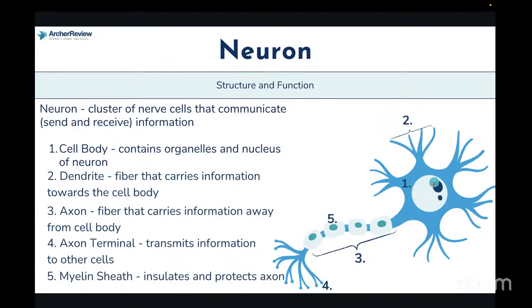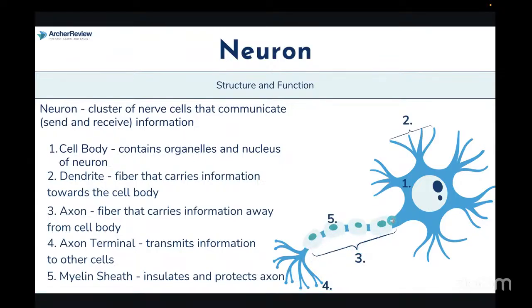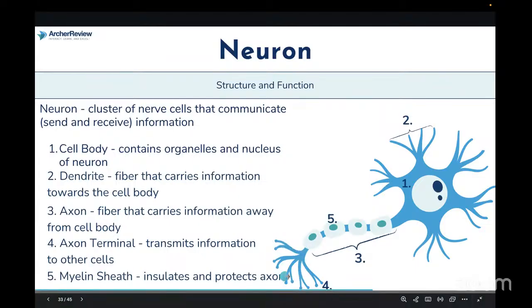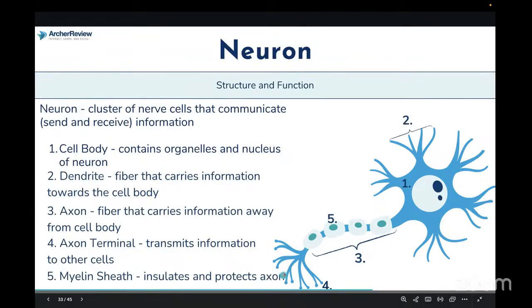Then that information or the cell signal will travel along this longer tail portion of the neuron, labeled 3 here, and we call that the axon. So this entire structure here, this tail, is called an axon. And it's simply taking the signal, the information, and carrying it away from the cell body and delivering it to the axon terminal. Again, notice how they're tentacles. They transmit information to other cells.